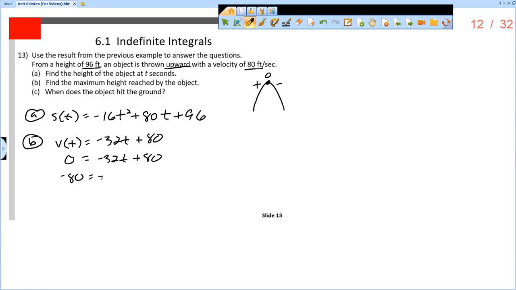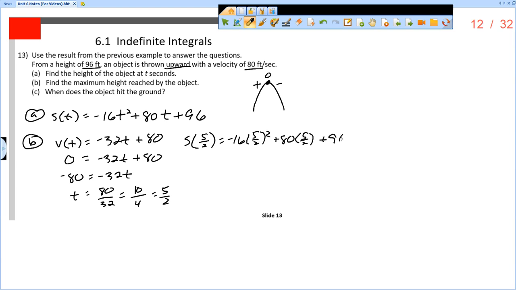So I subtract 80, and then I have negative 32 t equals negative 80. So I get t equals 80 thirty-seconds, which of course is divisible. They're both divisible by 8, so this would be 10 fourths, and those are divisible, so 5 halves. So t equals 5 halves. Now that's not the answer because it says find the maximum height. So how do we find the maximum height? Well, we're trying to find s of 5 halves. So now I have negative 16 times 5 halves squared plus 80 times 5 halves plus 96.